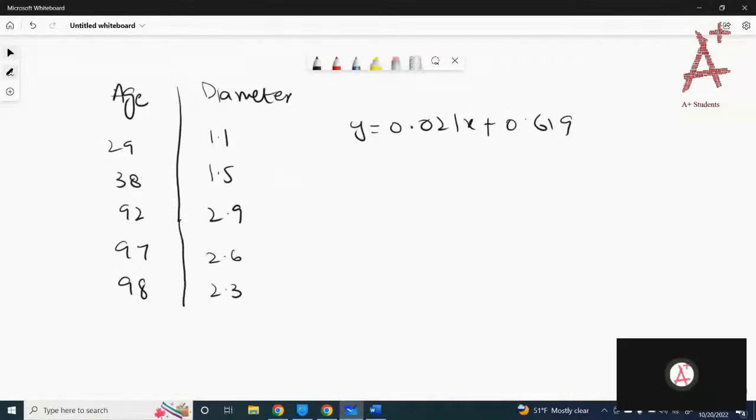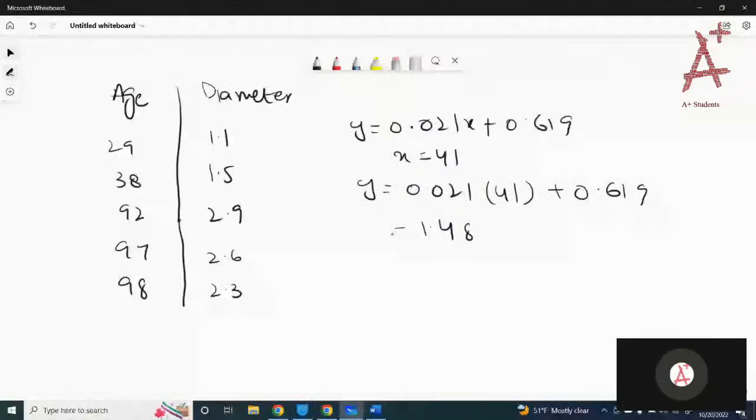Got it? So I'm going to use x equals 41. Just put x equals 41 in the equation. y equals 0.021 times 41 plus 0.619. So just solve the values, it would be 1.480. That means the least square regression line predicts the diameter of a 41-year-old tree would be 1.48. Got it? You just need to use the given equation, substitute any value of x, and this way you can predict the value of y. Got it?